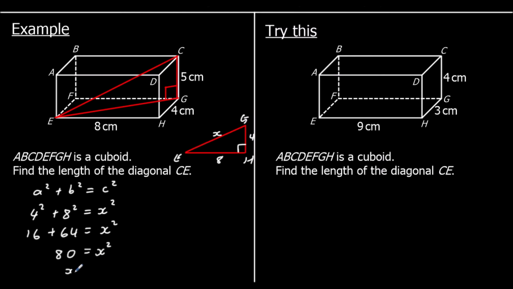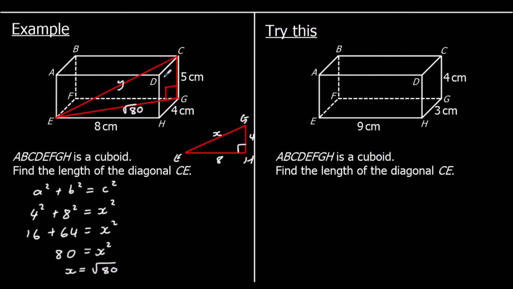So we can say x is equal to the square root of 80. And I'm going to leave it in that form, as square root 80. So now we know what EG is. EG is root 80. So now we can use our second right angle triangle, the one we've drawn, to find the length of CE. So if we call CE y for now, we can use Pythagoras again.